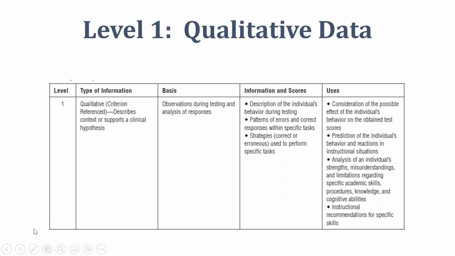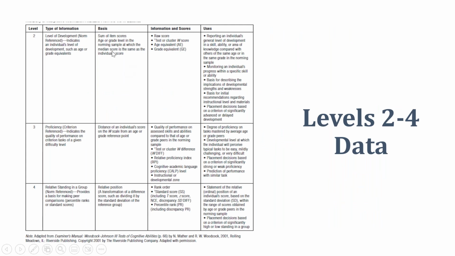The other levels of performance that Dr. Holman went over are also laid out in the manual. And again, there's a breakdown of the type of information, the basis of that information, and scores, and then the different uses. So I think it's important that we know that there are a lot of different levels of information that we should be considering as we're conducting each assessment for each individual student.